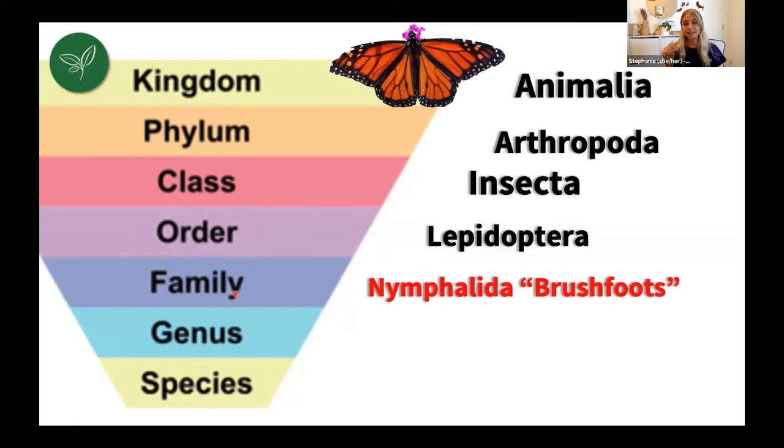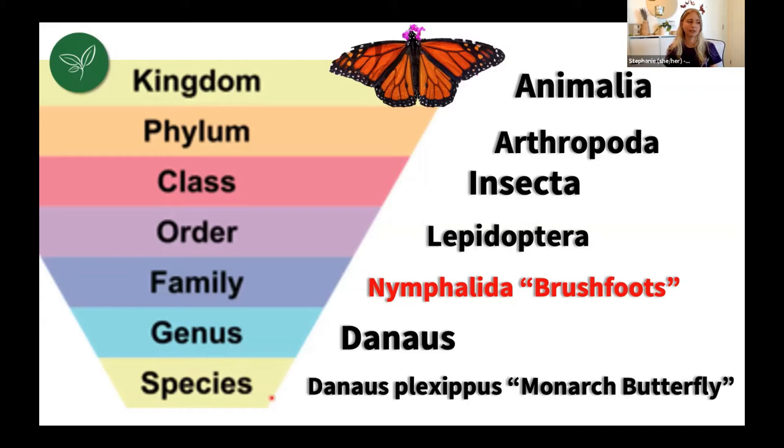So Nymphalidae, which is brushfoots, is what a monarch butterfly is in. Genus is Danaus. Species is Danaus plexippus. So that's what this direct species is. It's a monarch butterfly. But many times you see a butterfly and you can't just skip right to species. You have to go first to the family to understand more about that.